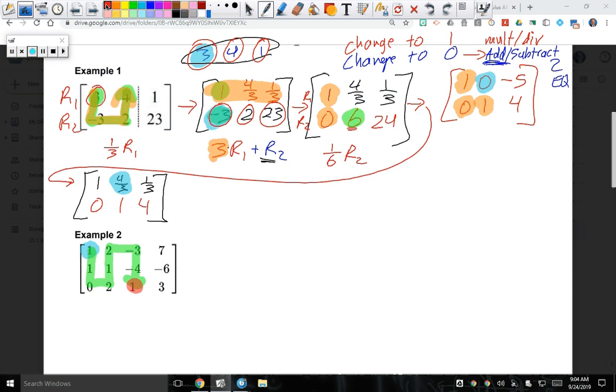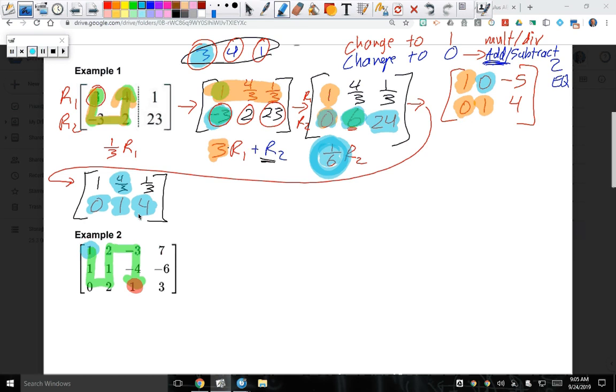Yes? Wait, so whenever you're multiplying by 1/6, does it not go to the rest of the row to 0? It does. So, watch, check it out. 1/6 times 0 remained as 0. 1/6 times 6 became 1. And then 1/6 times 24 became 4. Okay?